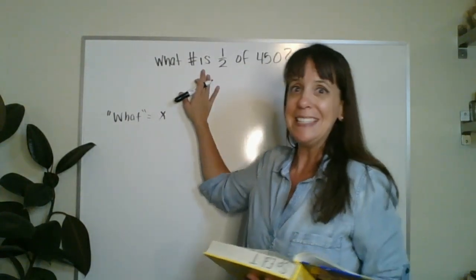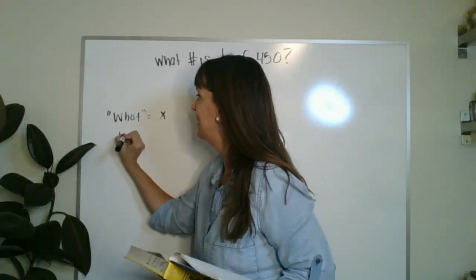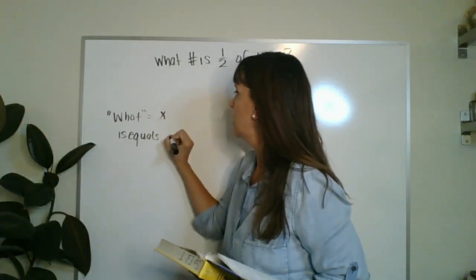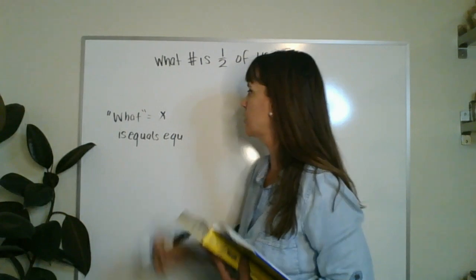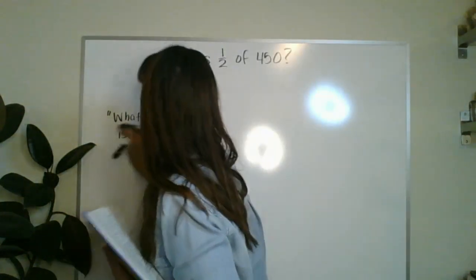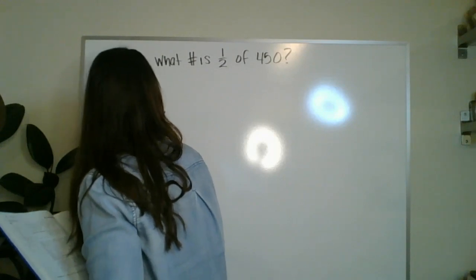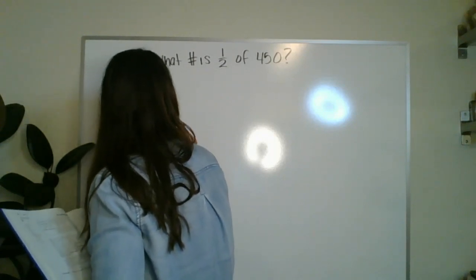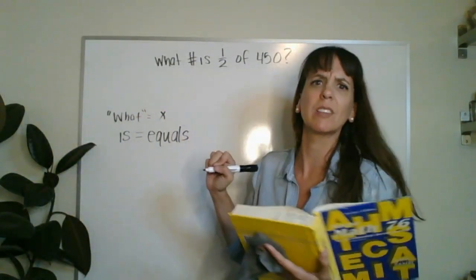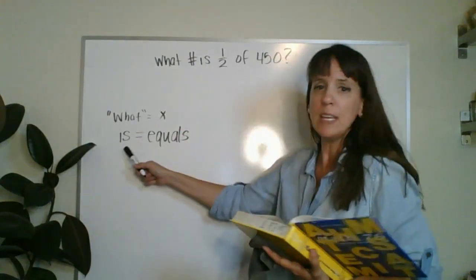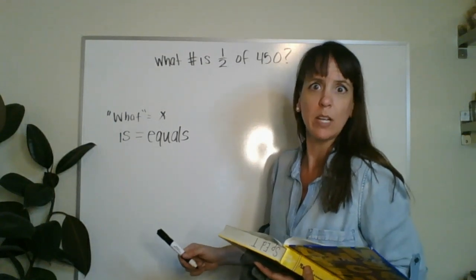The word is equals. You should probably write it like this, actually. Is equals. I'll try recording more of these during the day so I can turn my light off. It just gets dark in here, so I apologize. Is equals, write that down in your notebook.